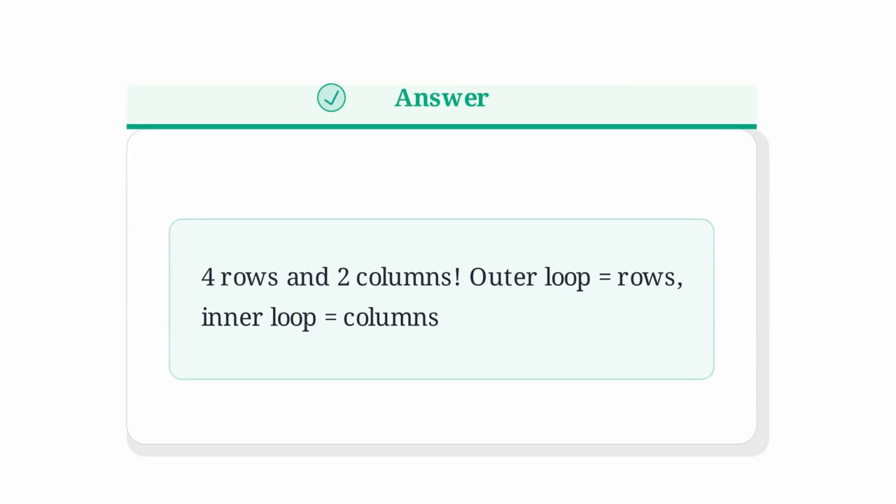Perfect. It's 4 rows and 2 columns because outer loop controls rows and inner loop controls columns. That gives us 8 total steps. 4 times 2.